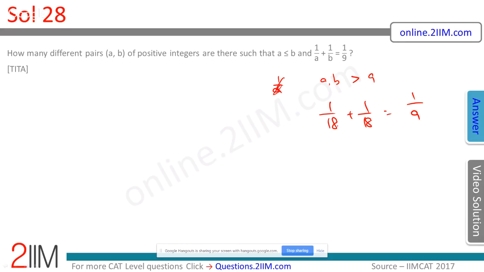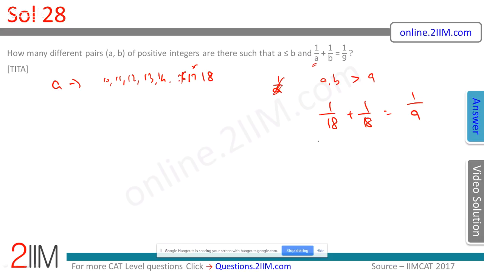So 18 comma 18 works. Brilliant. So all we need to do, one of the numbers should be greater than half of 1 by 9. The other should be less than half of 1 by 9. A is less than or equal to b. So 1 by a is the larger part. And so a can take values 10, 11, 12, 13, 14, all the way till 18. 18 comma 18 works. 17 won't work.